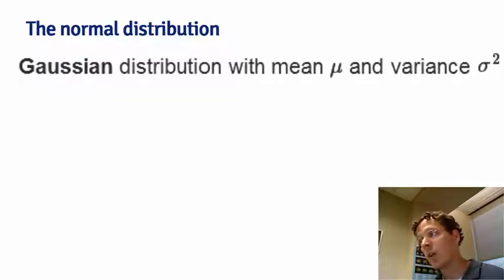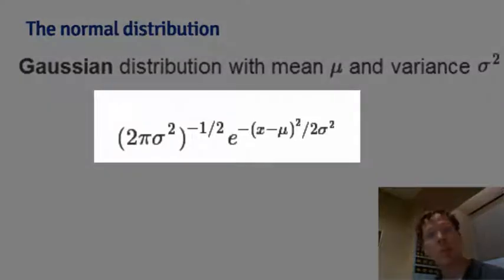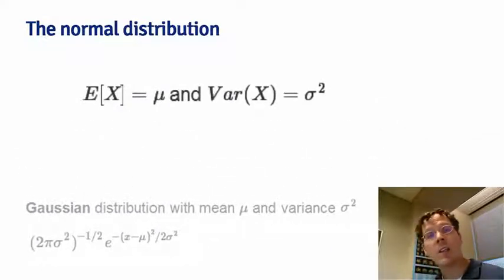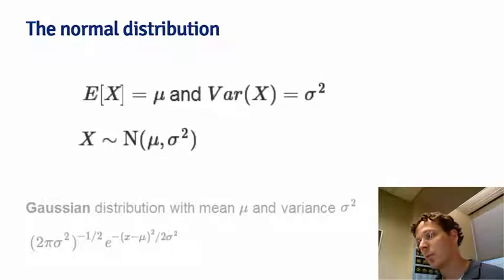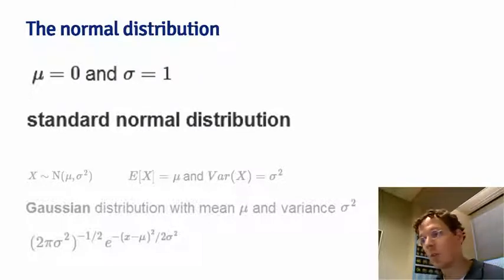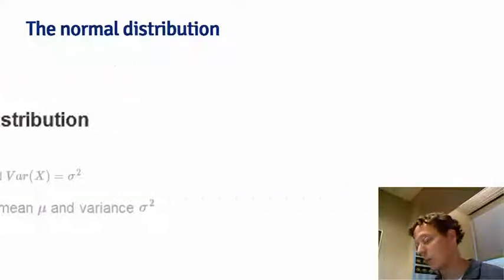A random variable is said to follow a normal or Gaussian distribution with mean mu and variance sigma squared if its associated density is this function here, the bell curve, which we'll show in a minute. If x is a random variable with this density, then the expected value of x is mu and its variance is sigma squared. We simply write this in shorthand as x tilde normal mu sigma squared. When mu equals 0 and sigma equals 1, the resulting distribution is called the standard normal distribution. And standard normal random variables are often labeled z.